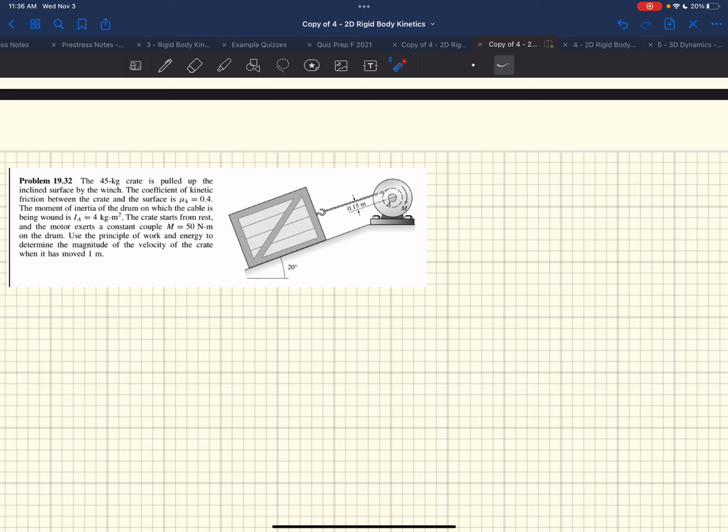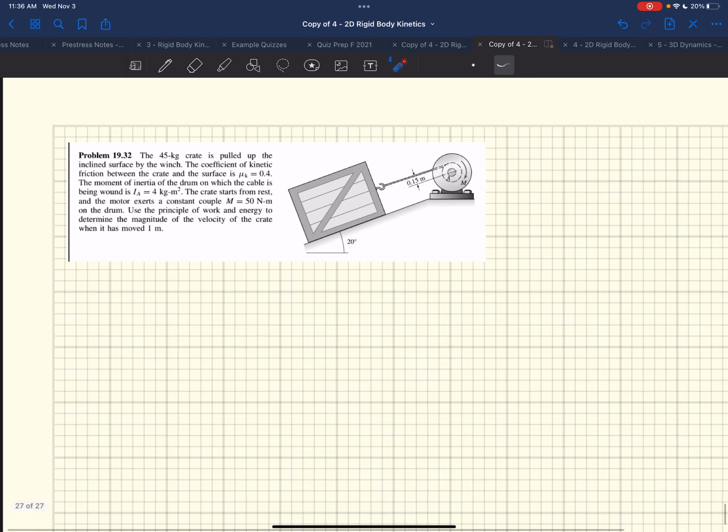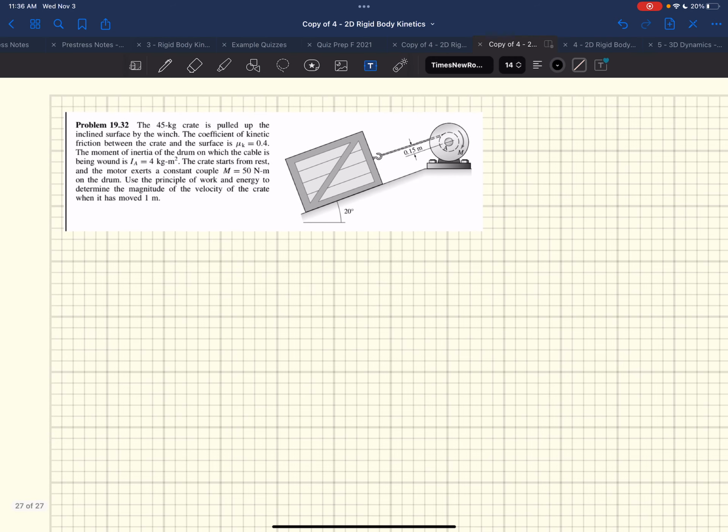We've got a motor up top attached to a rope that's pulling on a cable, and that cable is then pulling on a block that's moving up an inclined plane. Obviously the block has mass, and so does the motor, which has a moment of inertia as well. This one has no impact, so it's screaming work energy. The first step is to do a free body diagram.